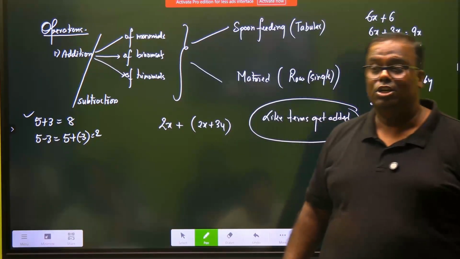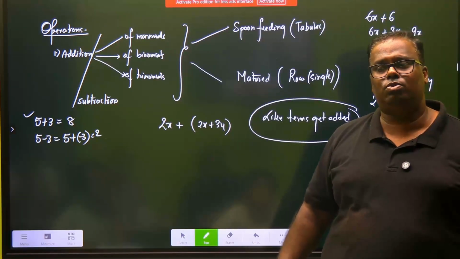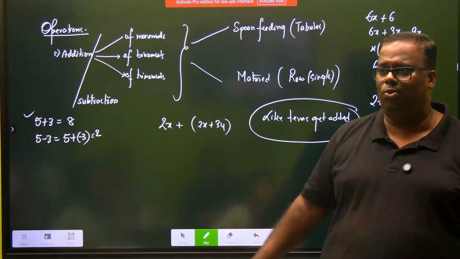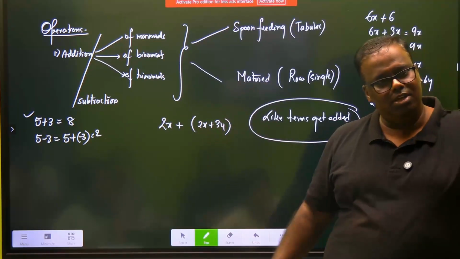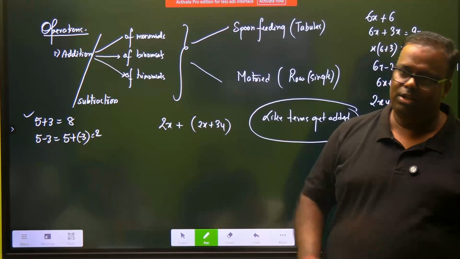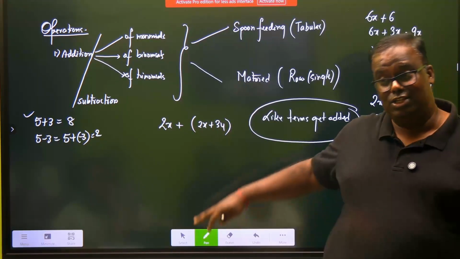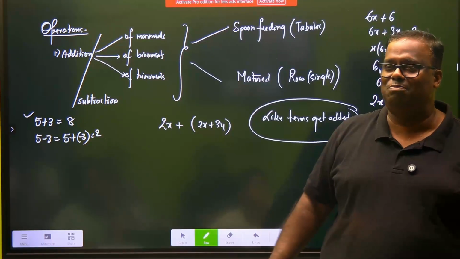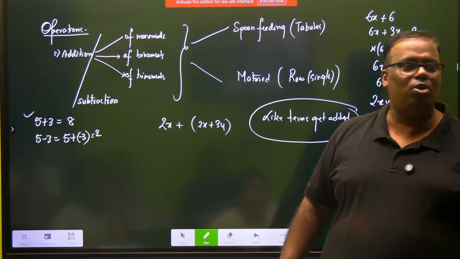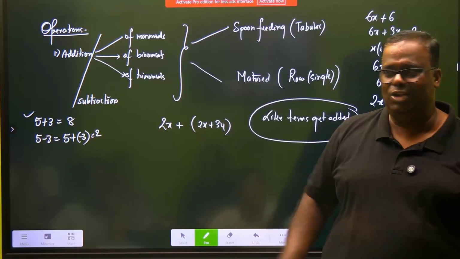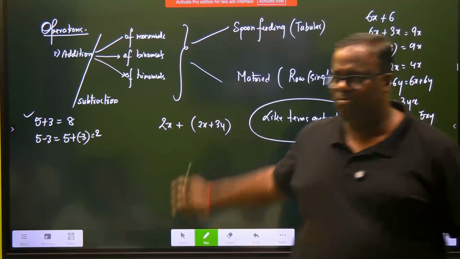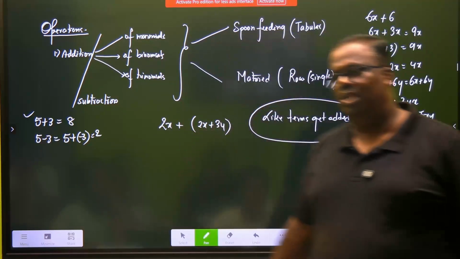Can I add 2x square with 3y square? No. Y square can only marry a y square. Clear हो रहा है? लेकिन केस पूरा चेंज हो जाएगा मल्टीप्लिकेशन के टाइम पे. मल्टीप्लिकेशन में कोई भी किसी के साथ शादी कर सकता है. Anyone can marry anyone. So shall we do some addition of algebraic expressions?